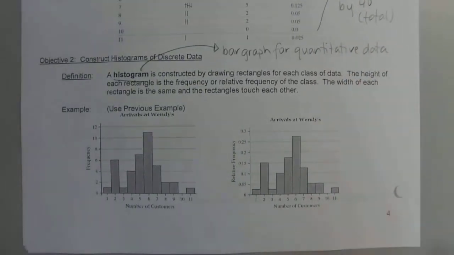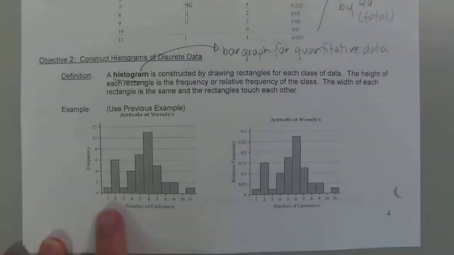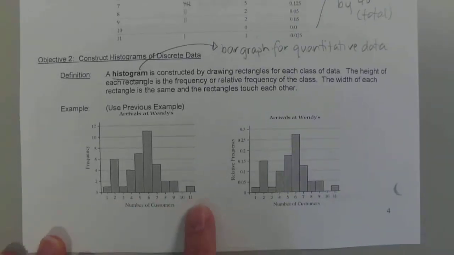The bar graph for quantitative data. And read the instructions. It's exactly how we would have done a bar graph before. It's constructed by drawing rectangles for each class of data, and the height of each rectangle is either the frequency or the relative frequency of that class. The width of each bar, guys, should be the same. So you shouldn't group 1 and 2 together and then everything else is singular. So notice that every one is just singular, 1 through 11.